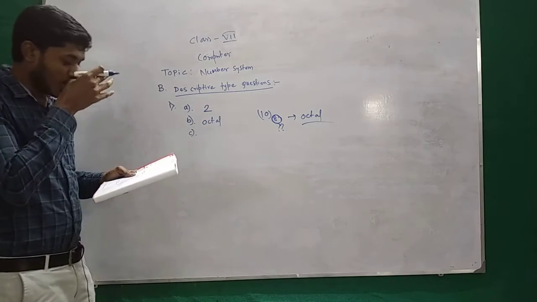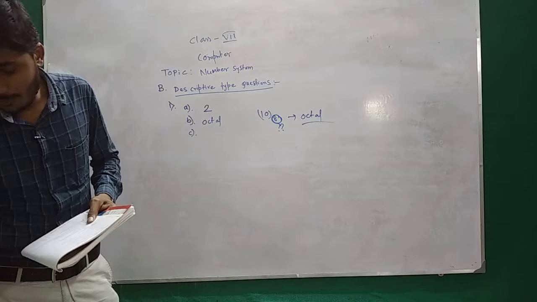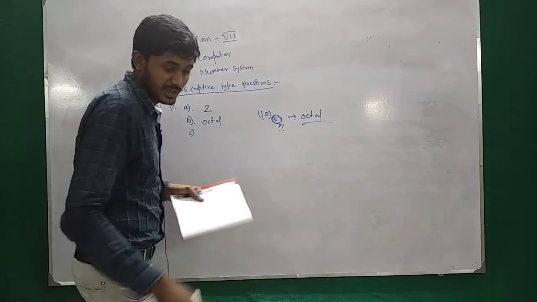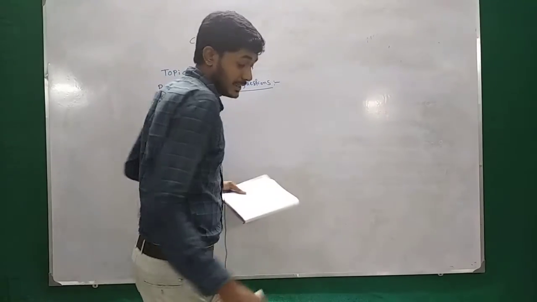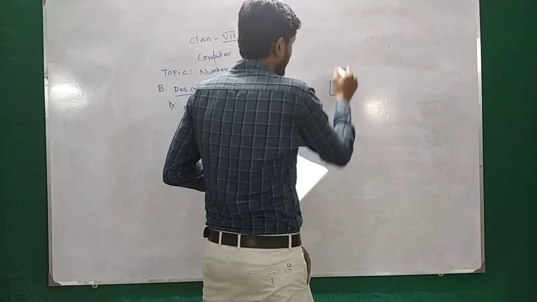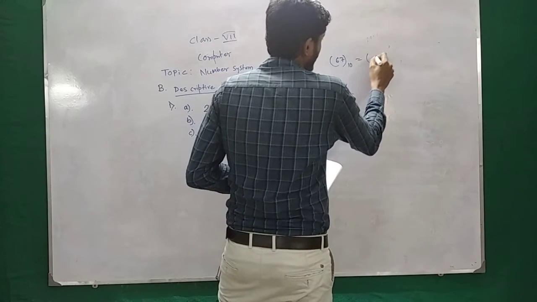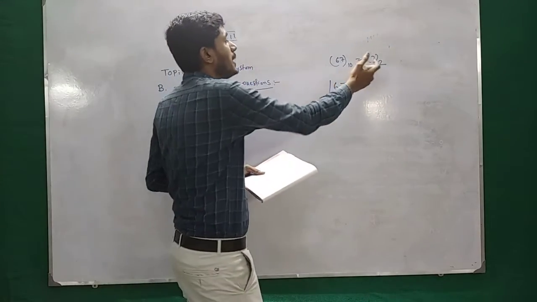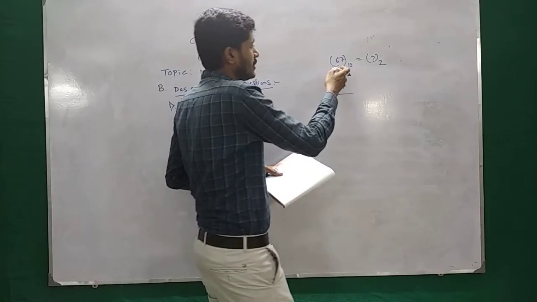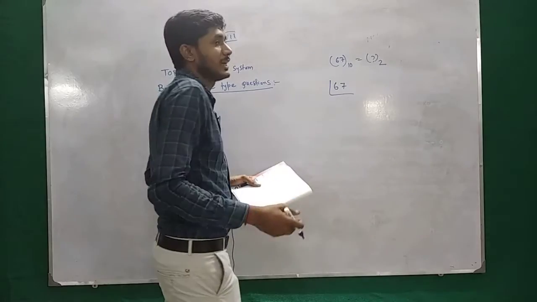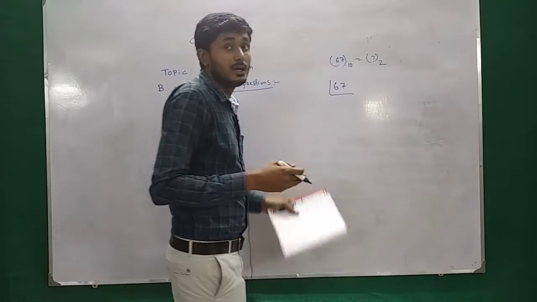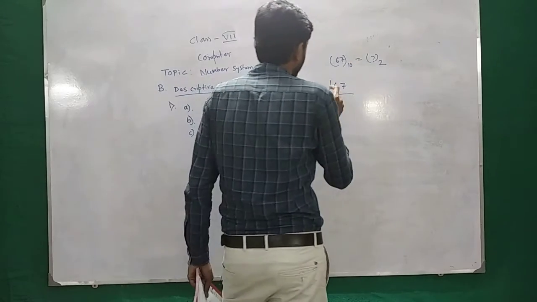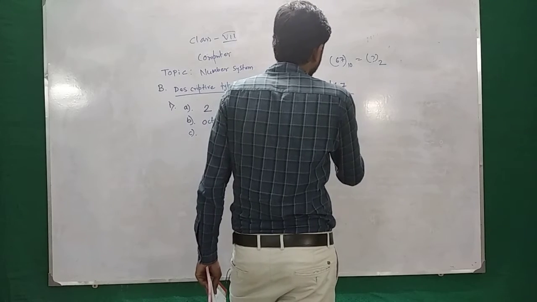Next C. Convert 67 base 10 into binary. So now the solution is here. 67 base 10 equals how much in base 2? We will convert the decimal number to its equivalent binary form. Clear? So first of all we have to divide the number by 2.